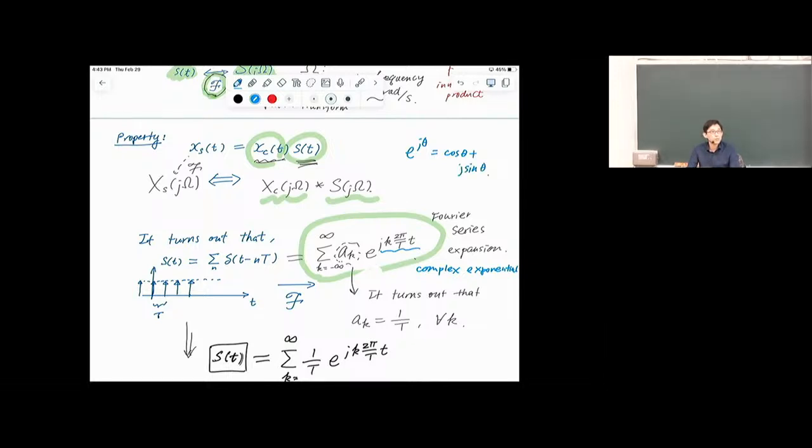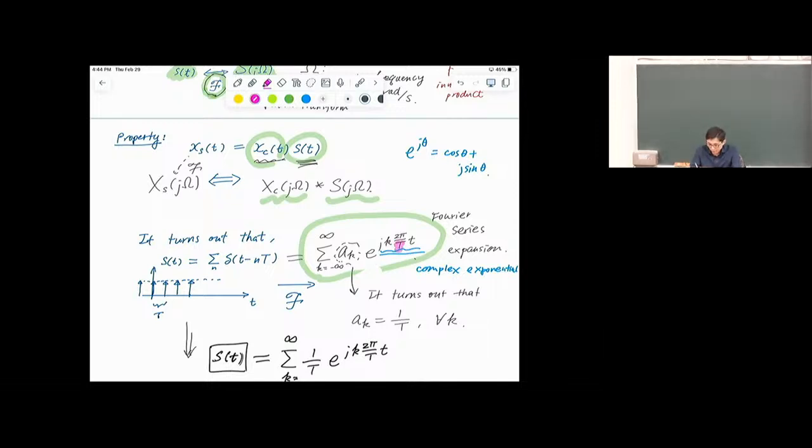And because cosine and sine are periodic, so are the complex exponential functions. Okay, they are periodic, right? And what is the period? The period is T. T is the period. Okay.